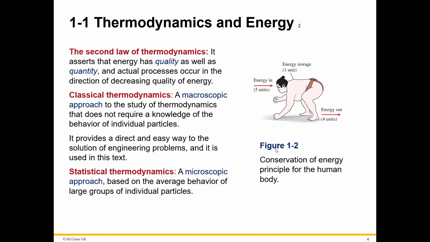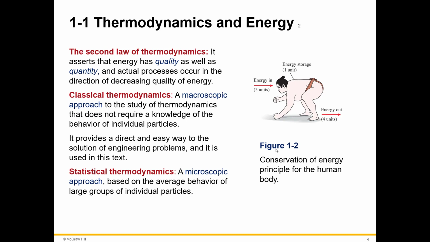Conservation of energy principle for the human body: because we have heat, we have energy, we change the energy that we consume from food into energy that we use for work. So we are a part of this thermodynamic and energy relationship. So you see the direction? You have energy in, which is 5 units. You've got energy storage, 1 unit, and then you've got energy out, 4 units.